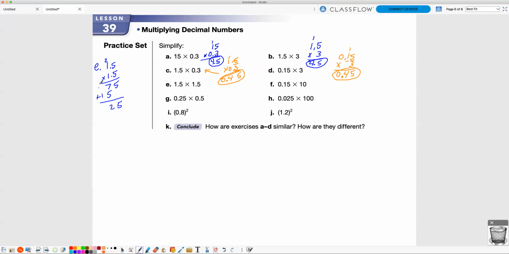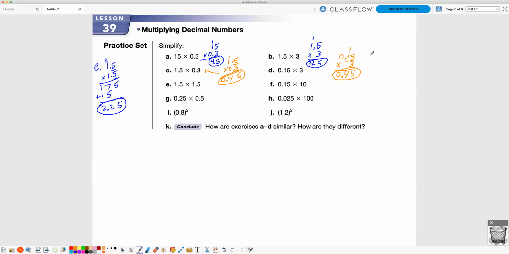This would be 12, carry the 1. That would be 225, but then I need to count my decimal places in the factors. There's 1, there's 2. That means I need to start from this position and go 1, 2 to the left. My answer for letter E would be 2 and 25 hundredths.